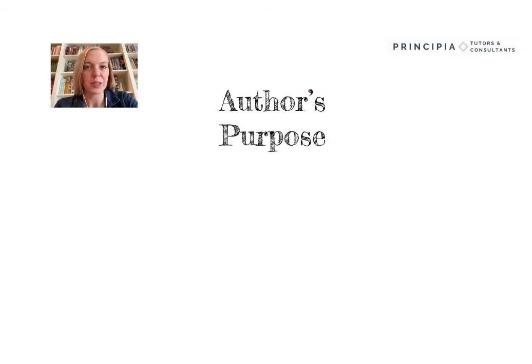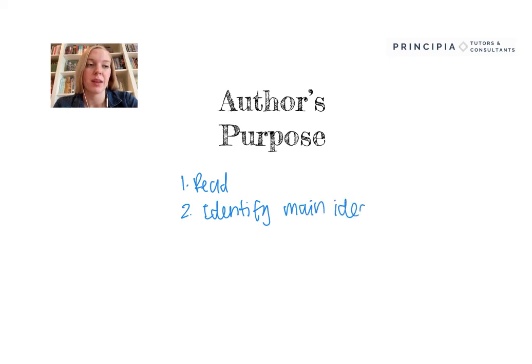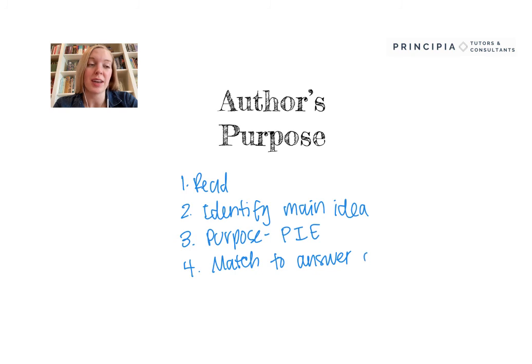All right, so before we go, let's review that strategy one more time. First step when you're answering an author's purpose question is to read the passage. Then you want to identify the main idea. You can use the formula topic plus so what in order to make that easier. Then you are going to want to identify the purpose, right? Is it to persuade, inform, or entertain? And then fourth, you're going to match your main idea and purpose to the best answer choice. You should now be prepared to answer any author's purpose question you see on the SSAT.